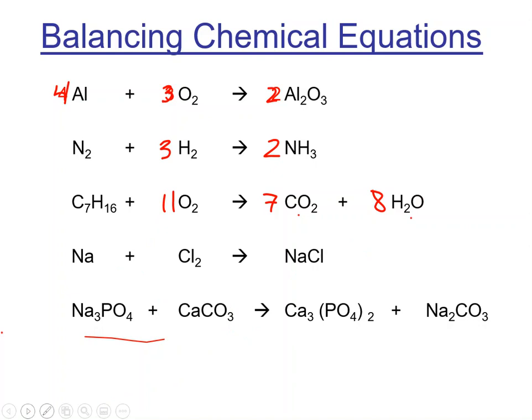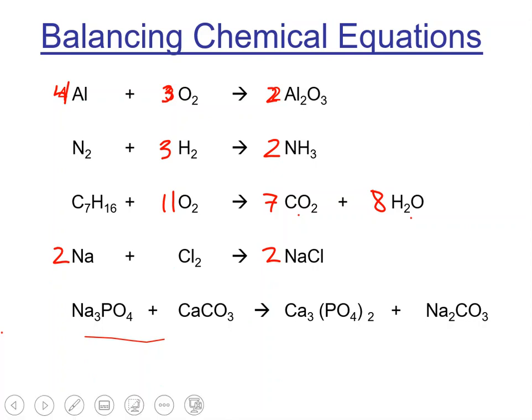Last 2 examples. Here I have 1 sodium. Here I have 1 sodium. So at the moment, sodium is balanced. Here I have 2 chlorine, but over in sodium chloride, I only have 1. So I've got to put a coefficient of 2 in front of sodium chloride. That now gives me 2 sodium, so I put the 2 in front of sodium. Again, you can check to ensure that we have the same number of each element on both sides.